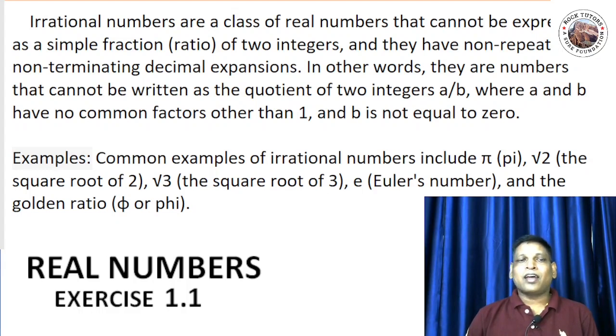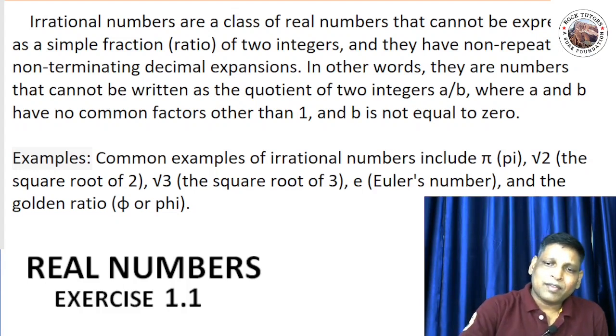In other words, they are numbers that cannot be written as a quotient of two integers a by b, where a and b have no common factors other than 1, and b is not equal to 0. So this is the definition. So irrational numbers we cannot write in the form of a by b. Common examples of irrational numbers include pi, root 2, root 3, and so on, and there are so many numbers. We can see them one by one.